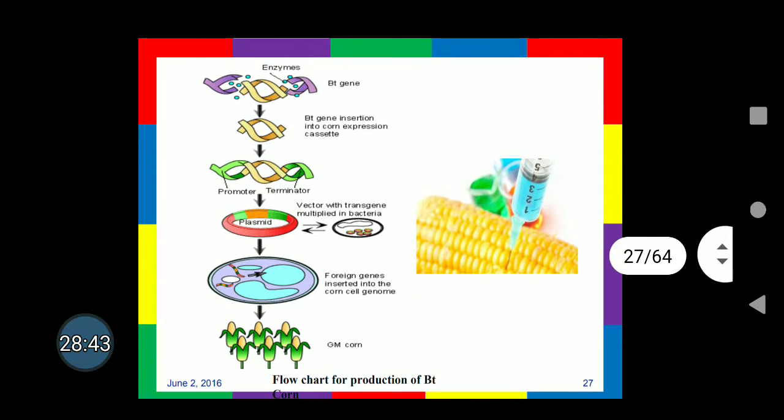How it is incorporated into corn: the BT gene is taken up and it is restricted. The BT gene is inserted in the corn expression cassettes. Promoter and terminator are added to it and it is incorporated into the BT plasmid. The vector with the gene is manipulated into the bacterium. The foreign gene is inserted into the corn cell genome and we produce BT corn.